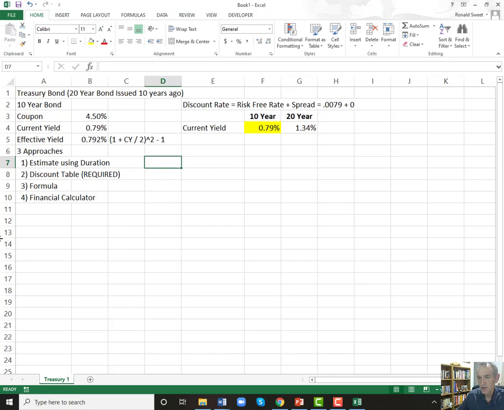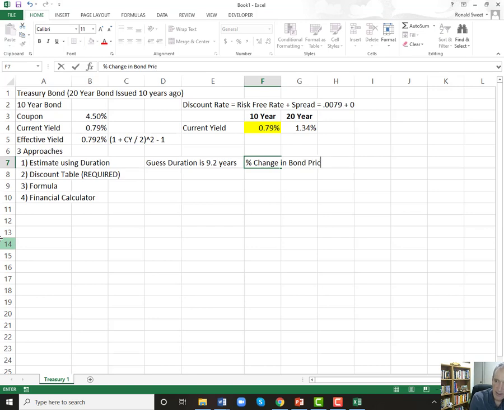A 10-year bond's duration can range anywhere from 7 to 9.5 years. I'm going to guess the duration is 9.2 years. Let's see how close I am. Boy, it may be way off, but I'm going to guess that. And we know that the percentage change in a bond price is about minus duration times the change in yields.